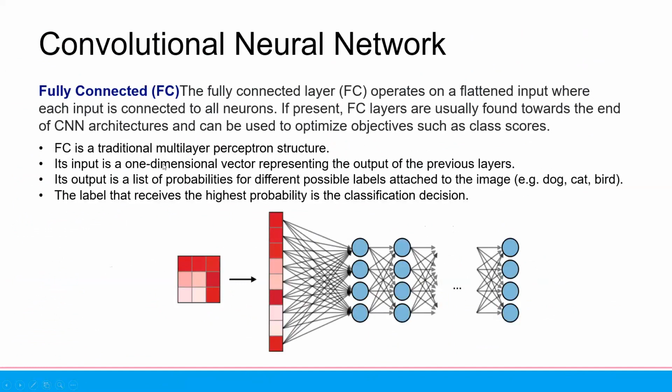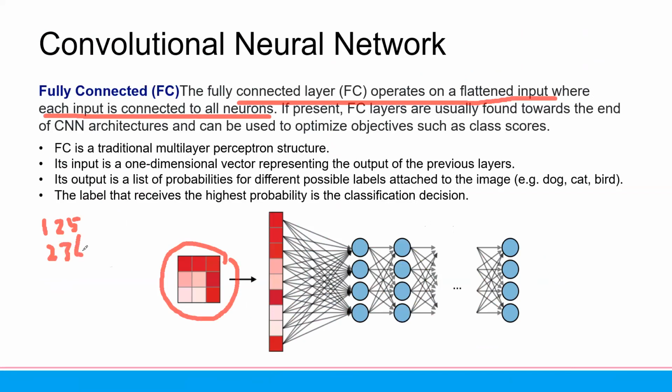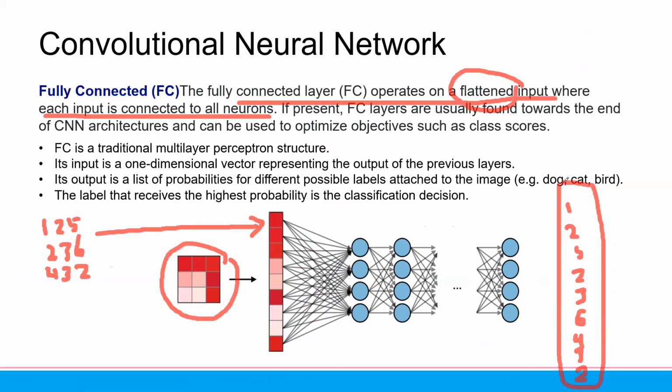Fully connected layer. In the fully connected layer, we have an operation to flatten the input, where each input is connected to all the neurons. For example, here we have a matrix. Let's say we have 1, 2, 5, 2, 3, 6, and 4, 3, 2, a 3 by 3 matrix. When we do the flatten, it means we make it into a vector like this: 1, 2, 5, 2, 3, 6, 4, 3, 2. So it is in one row. Oh, sorry, in one column.